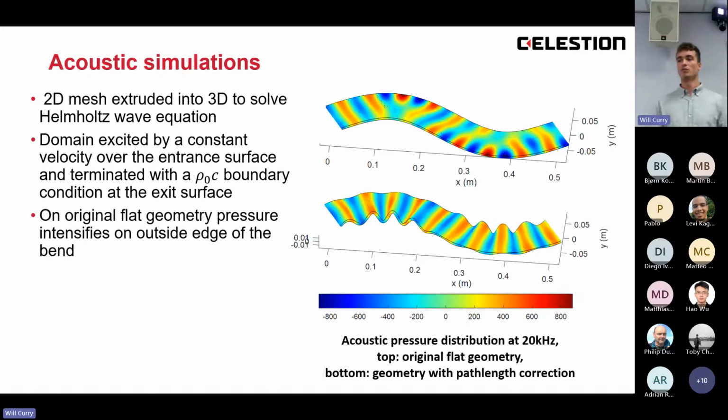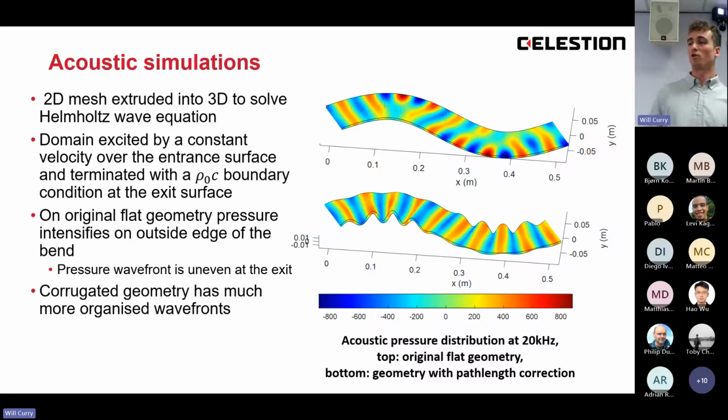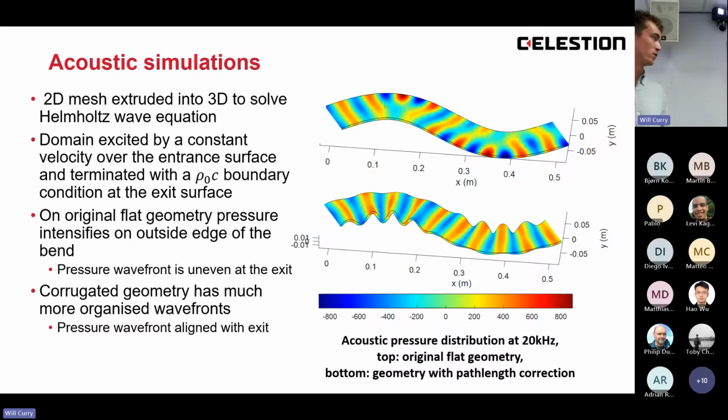On the original flat geometry, the pressure waves intensify on the outside edges of the bend, and the pressure wavefronts are visibly uneven at the waveguide exit, so it wouldn't be a very good waveguide. In contrast, the corrugated geometry has much more organised wavefronts moving through the domain, and importantly, the pressure waves are more aligned with the exit surface. So that's the pressure at one frequency.